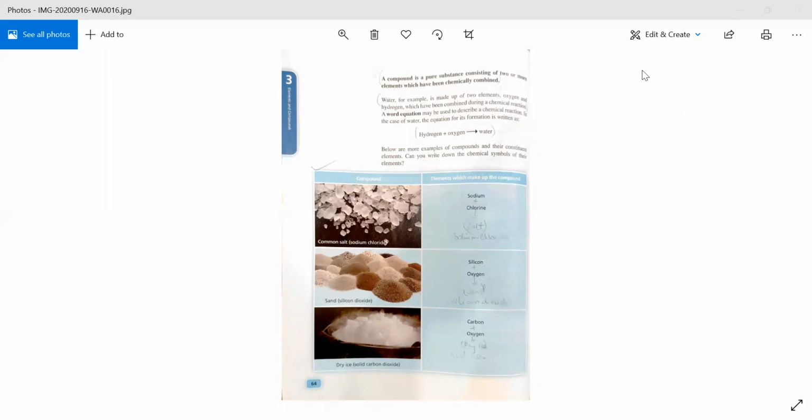Now beta, they are saying that on page number 63, we have discussed what a compound is. A compound is a pure substance when it consists of two or more elements. When two or more elements combine together, they form a pure substance which is called a compound. And so water is an example of a compound because it is made of two elements, oxygen and hydrogen.